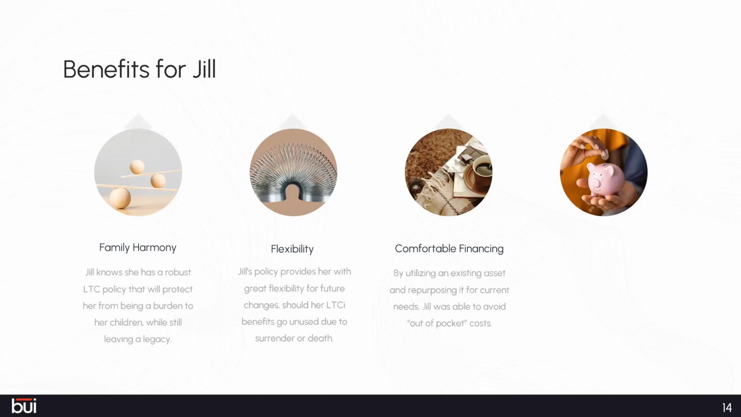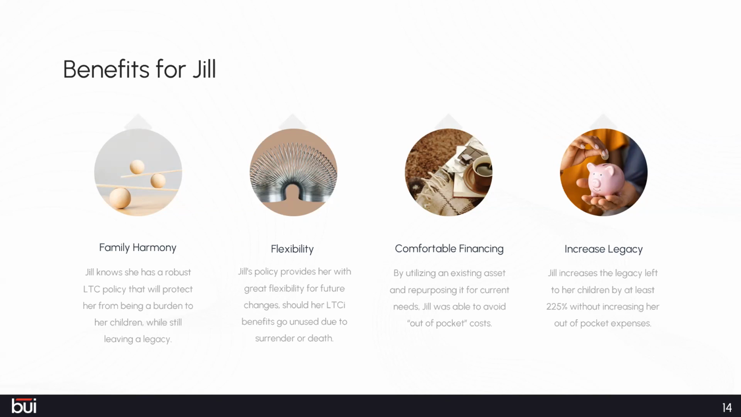Number three, she has very comfortable financing. Remember, she just provided a large pool of long-term care funds and a much larger death benefit than she has today without increasing her out of pocket. We truly just moved money from her left pocket to her right pocket and repositioned it to better align with her goals and objectives. And she has increased her legacy to her children, again, leaving them in a better position than what she felt like she was left in. So, all things considered, a lot of benefits for Jill that directly address her goals and objectives.